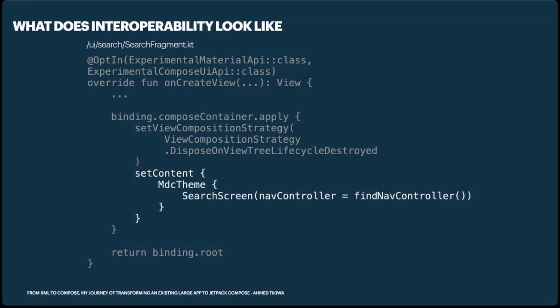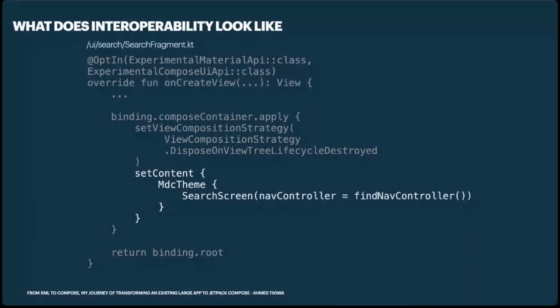Then the set content takes in a composable function as a parameter. In this case, it's the theme definition, MDC theme. Now, MDC theme is actually part of the MDC theme adapter, which is a dependency which I added to my project to up next. And basically, this allows you to have Jetpack Compose material design in your app.